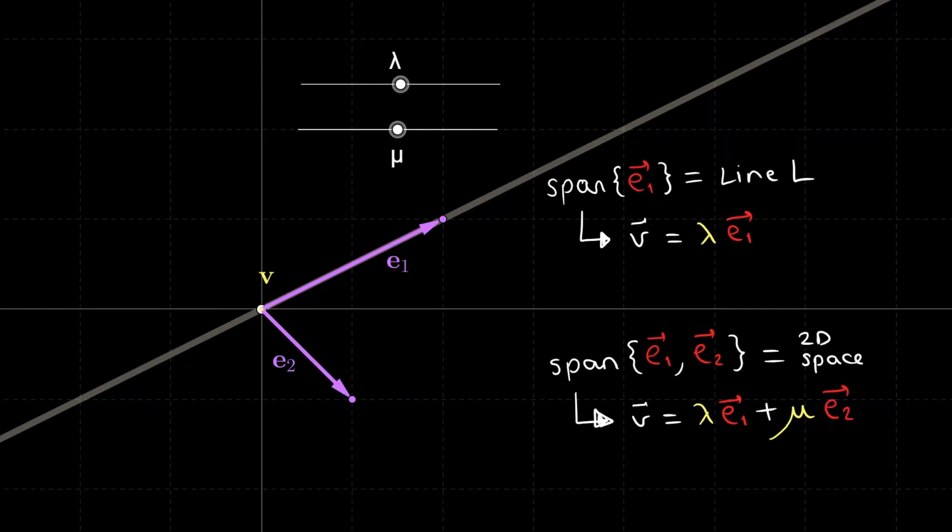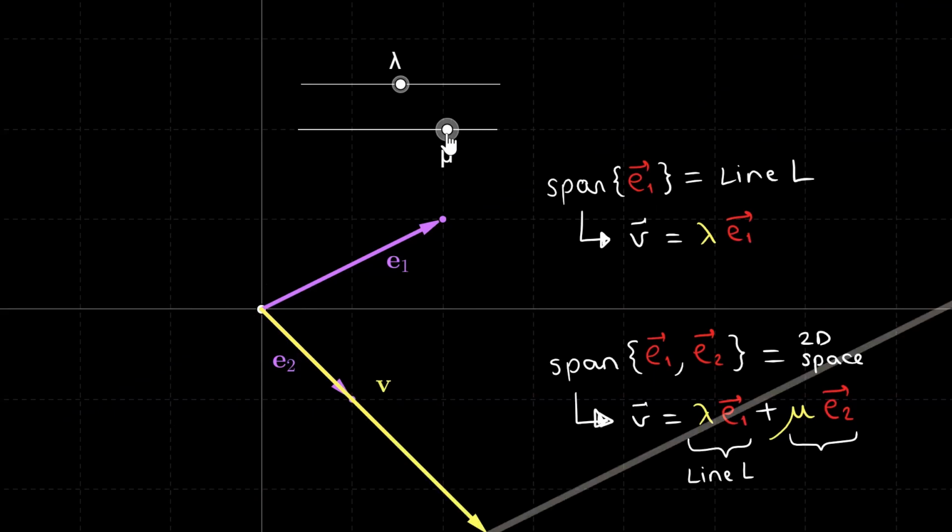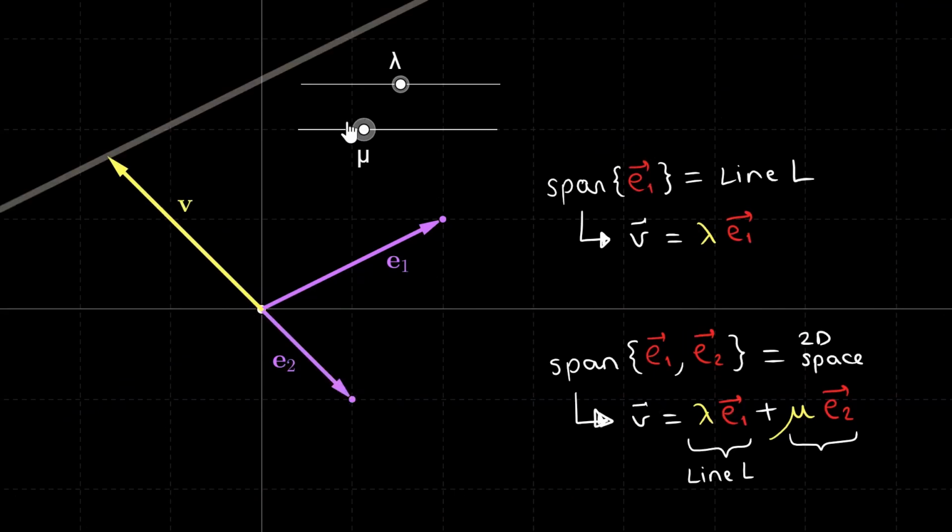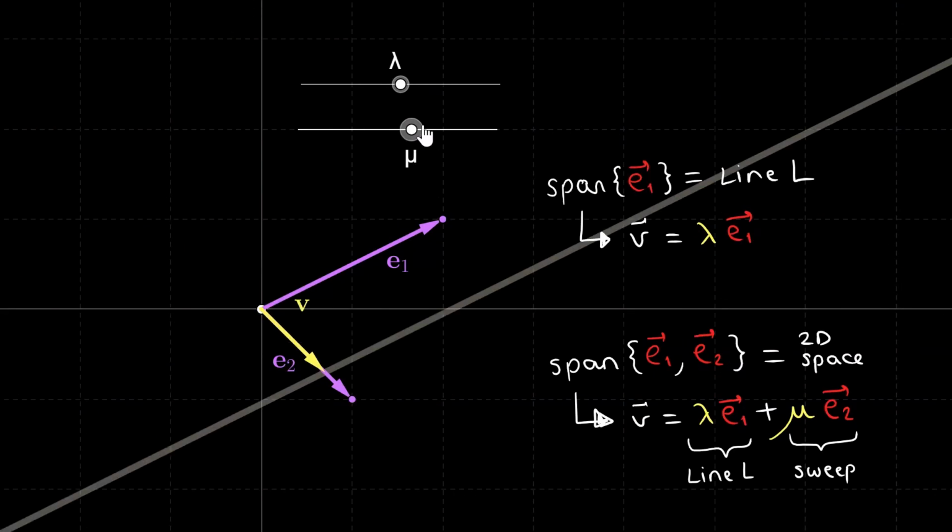But can we prove it? A visual way to see it is to imagine lambda as if it was taking all of its continuous range of infinite values simultaneously, producing the infinite line L. Then, by sliding the value of mu, we are displacing this line in the direction of e2. Therefore, the addition of e2 allows the line to sweep across the whole two-dimensional space.